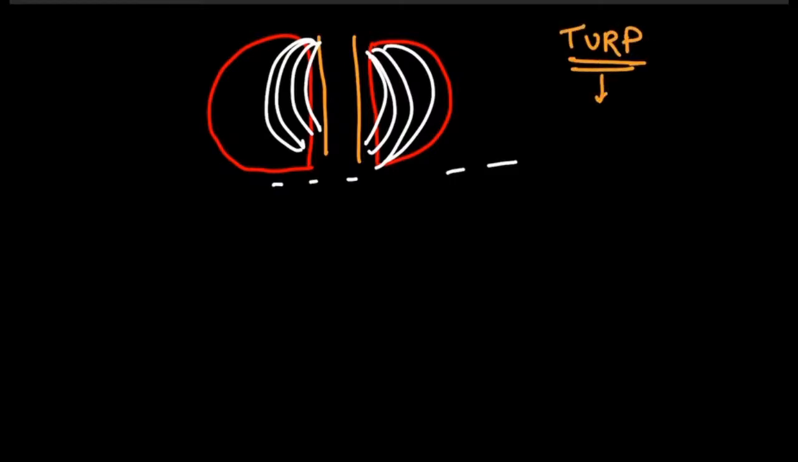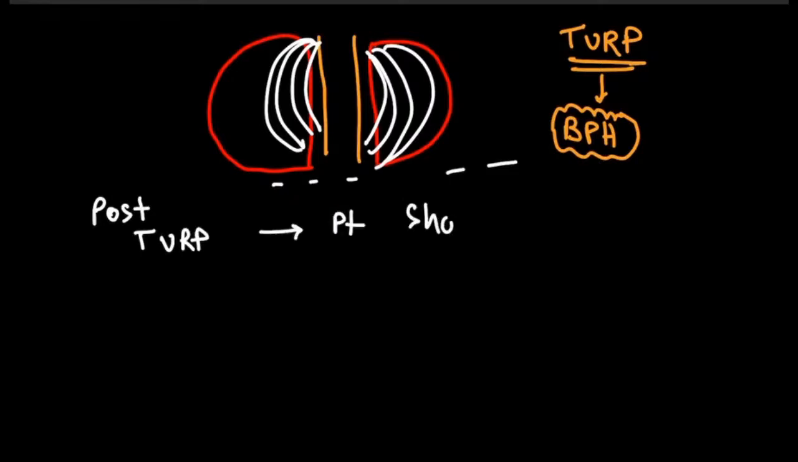TURP is basically performed for benign prostatic hyperplasia. So what is the main problem in benign prostatic hyperplasia? In this, the patient is not able to void properly, and that is the problem in BPH. So what will you expect, guys? After TURP, you basically want that post TURP, the patient should be continent.